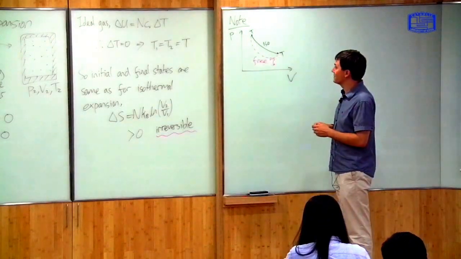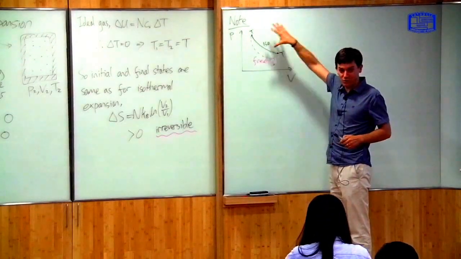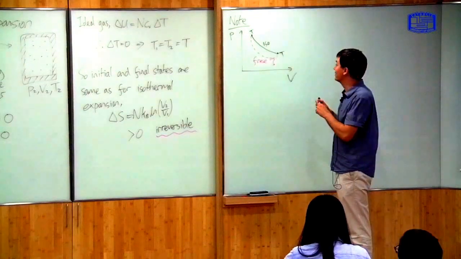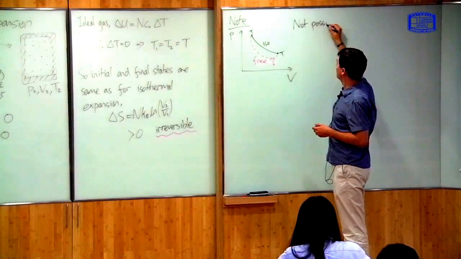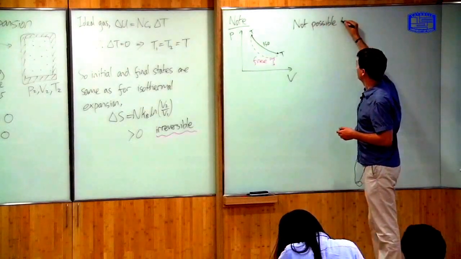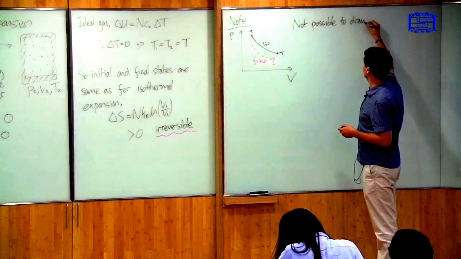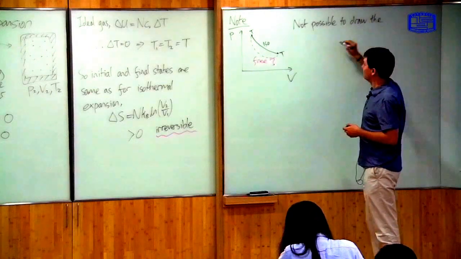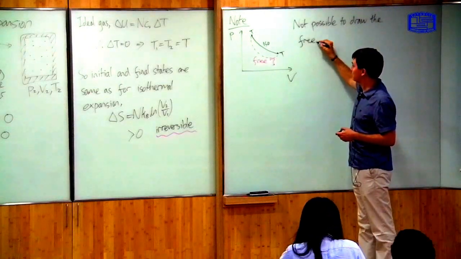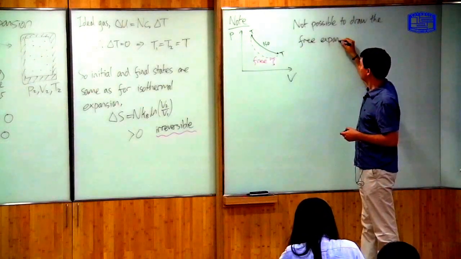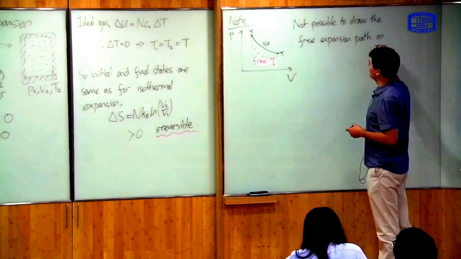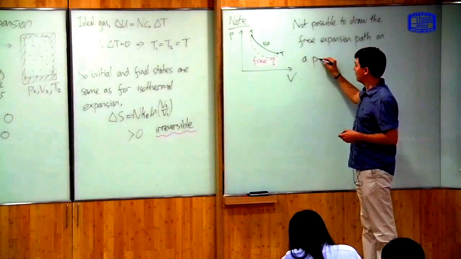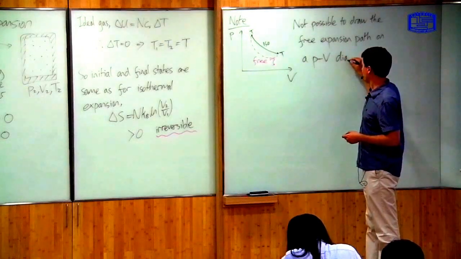Well, the free expansion is a type of expansion which you can't draw on a diagram like this. So it's not possible to draw the free expansion path on a pressure volume diagram.